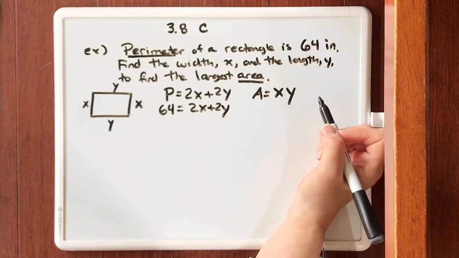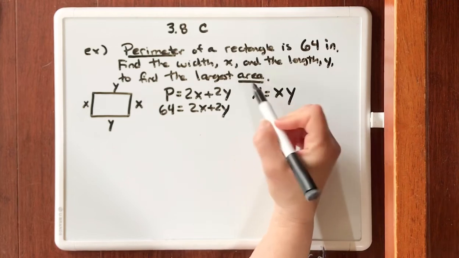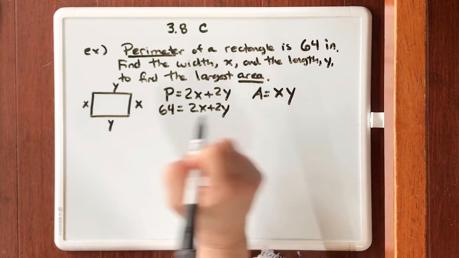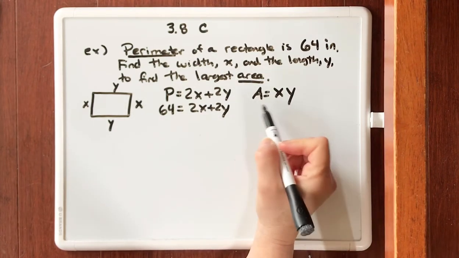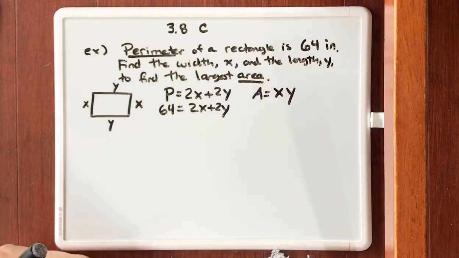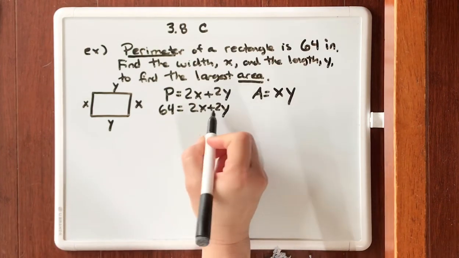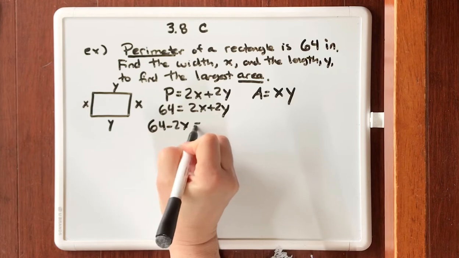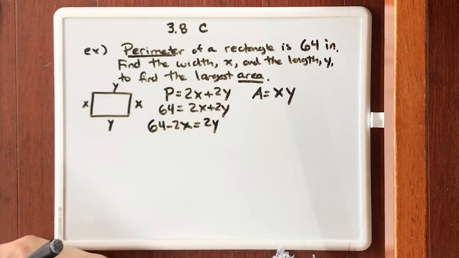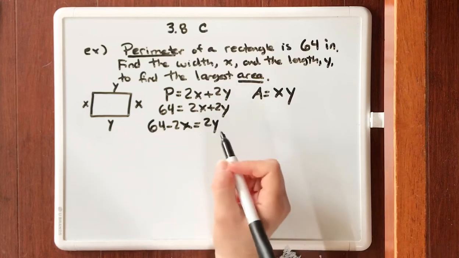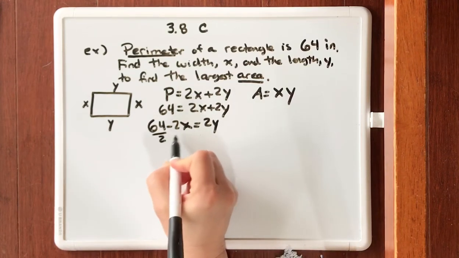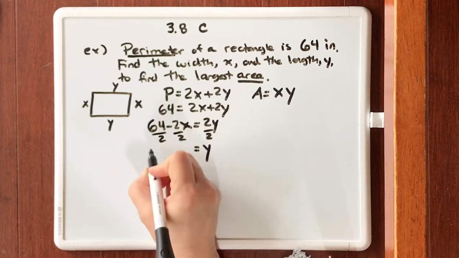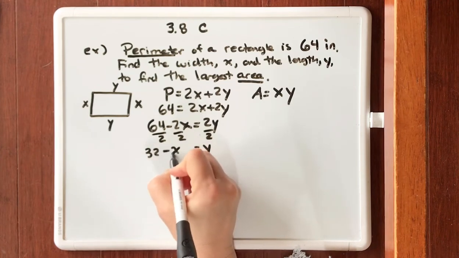All right. Find the width and the length to find the largest area. So we want to find area altogether, but we have an x and a y. We can do something to this so we have only one variable. All right, so let's solve for y. We're going to subtract 2x from both sides. 64 minus 2x equals 2y. Divide by 2 for everything, so divide this by 2, this by 2, this by 2. And we end up with y equals 32 minus x.